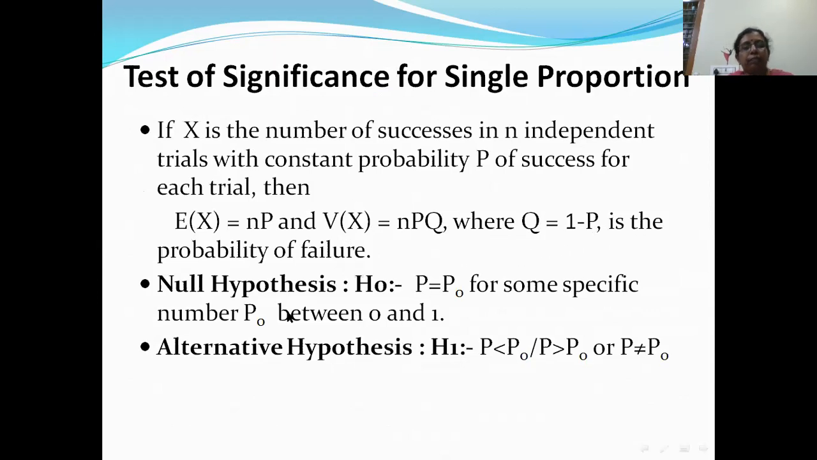Now we'll define the null hypothesis H naught: P is equal to P naught for some specific number P naught which lies between 0 and 1. This is the population proportion. We are testing for this population proportion. Alternative hypothesis H1 will be P less than P naught, or P greater than P naught, or P not equal to P naught. So if you have inequalities, this is called one-tailed. If we have not equal to, then it is called as two-tailed.